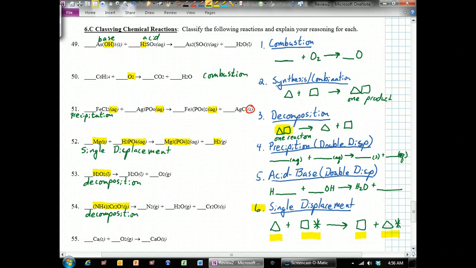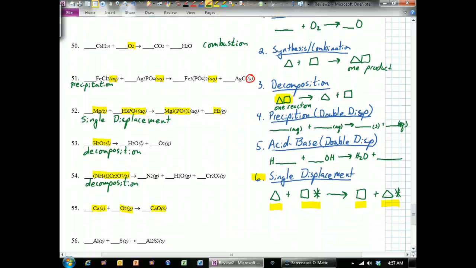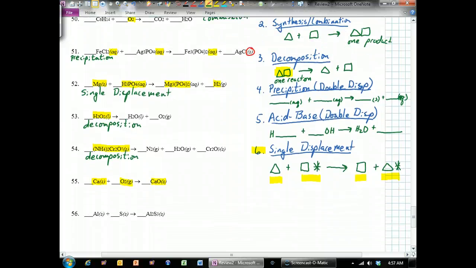Number 55 has multiple reactants, but only one product. And so this fits the definition of a synthesis reaction or a combination. And same with number 56, it only has one product, so it's also a synthesis reaction.